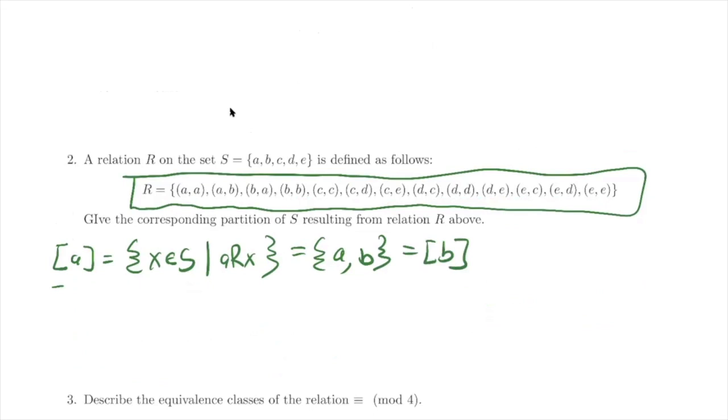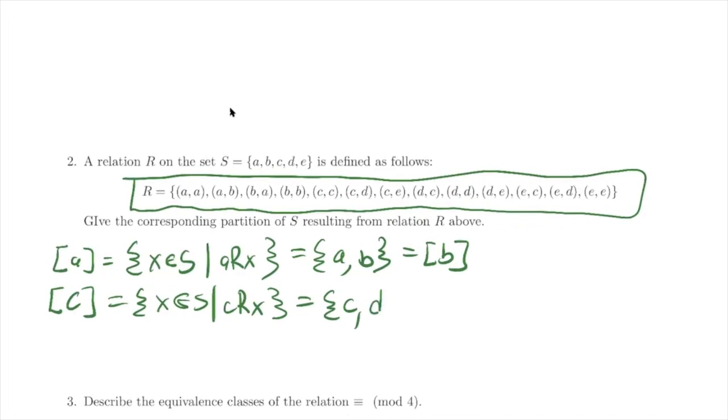Which means I don't need to worry about the equivalence class of B. They're going to be equal to each other if they're related to each other. And then we can go down to the next element, and this is going to be all of the things that are related to C. So that's going to be C, that's going to be a D, and that's going to be an E.